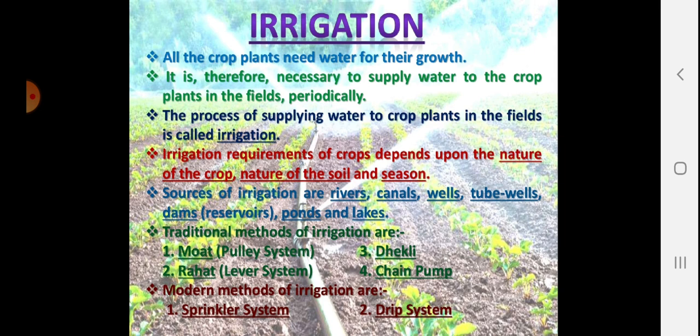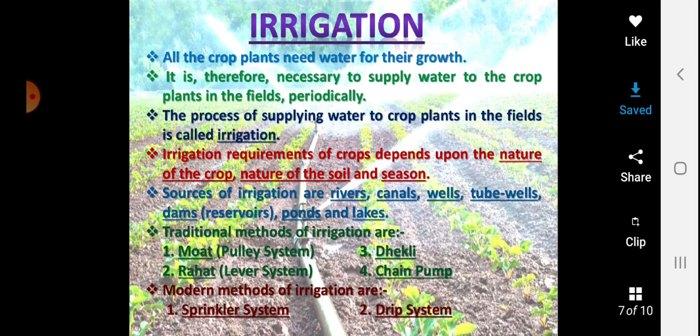They are no more in practice these days, as you know that every day new technology comes and we don't want to spend our time in labor work, so they have been replaced these days. But let's discuss which were the earlier methods used for irrigation.